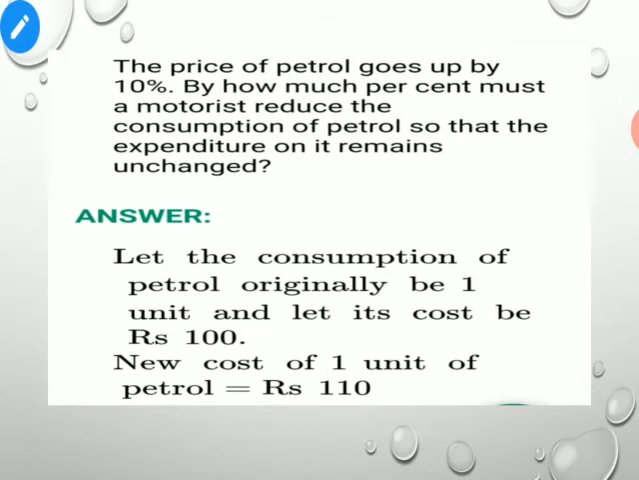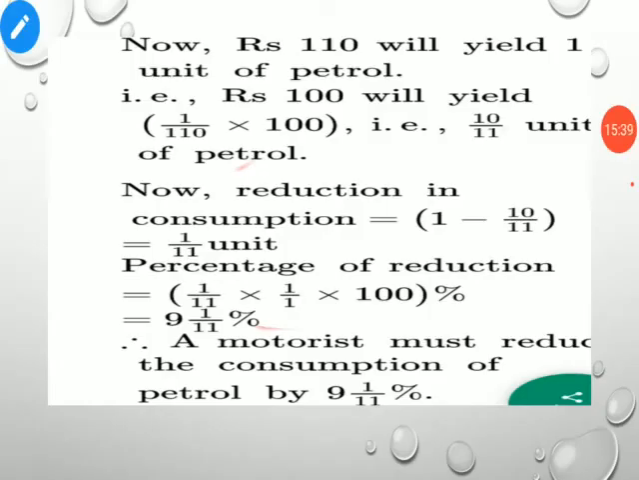So let us consider that originally he was consuming petrol equal to 1 unit, and he's paying rupees 100 for it, meaning the cost for it is rupees 100. So now according to the question, the cost of 1 unit of petrol, earlier it was 100 rupees, now there is an increment of 10% there. So now the increased price of petrol will be how much? 110 rupees.